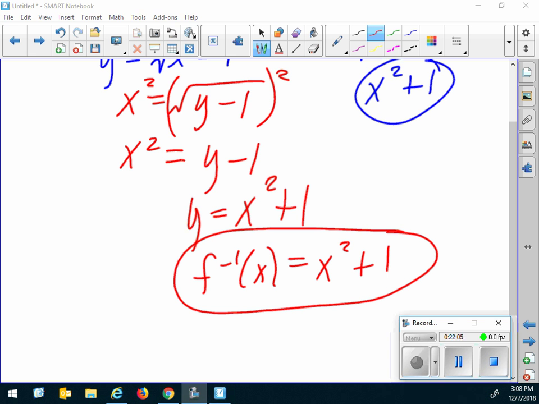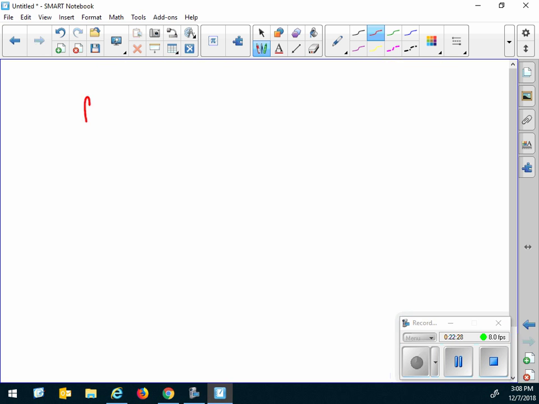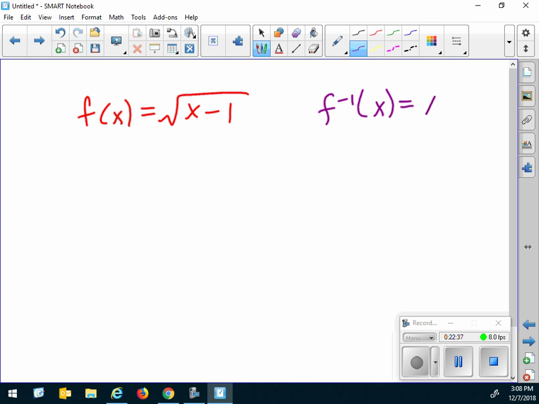Let's see if I want to do it the way it says here. You know what? Here's what we're going to do. We're going to do something different because I taught this in a whole different way than this page says. Let's go back. Let's just take this last problem that we just did where we said f of x was equal to square root of x minus 1. And we said f inverse of x was equal to x squared plus 1.